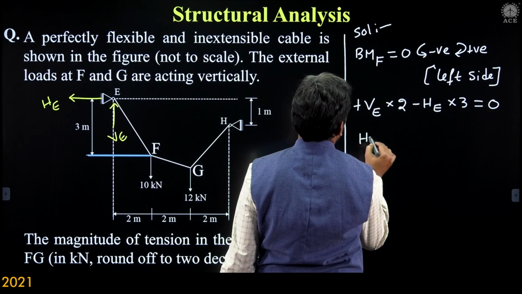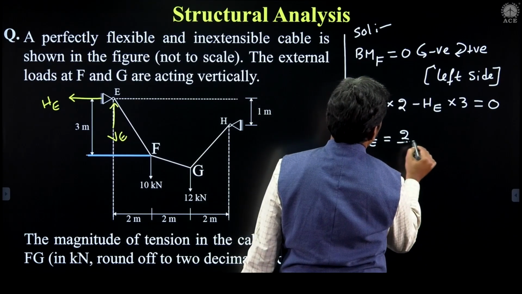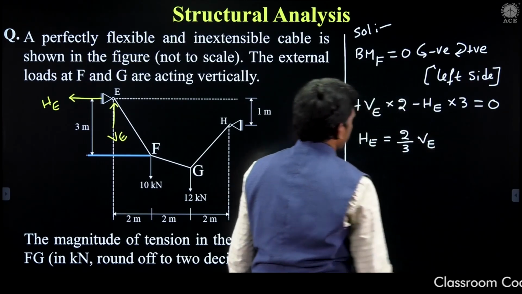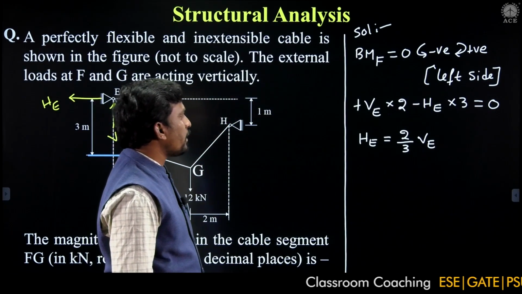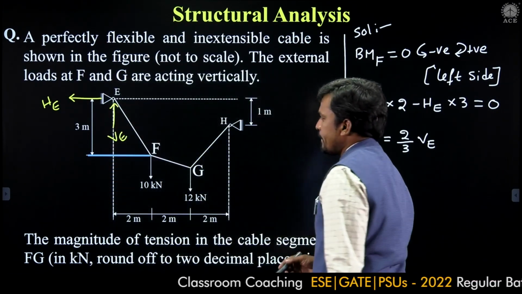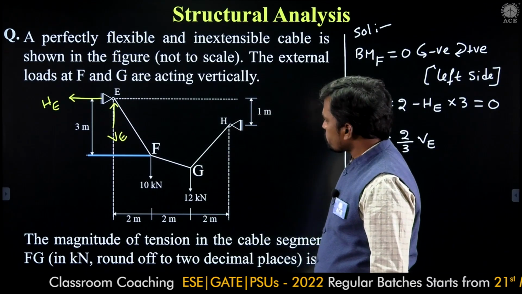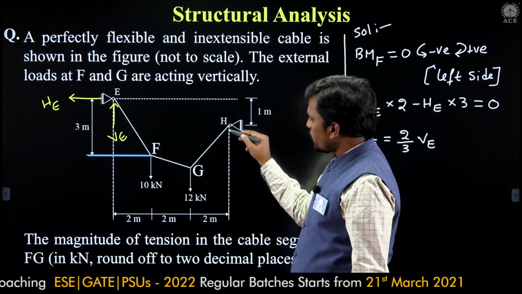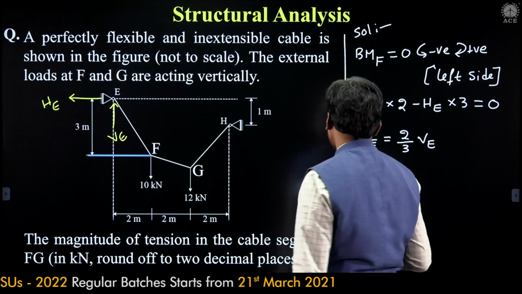So from this equation, HE equals 2 by 3 VE. HE value we got is 2 by 3 VE. That's it. Next, we don't know the ordinate at point G. We need one more equilibrium equation. Then next, I'll take moment about H. This is not F, this is H.